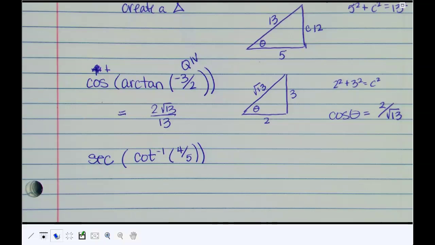I don't even know how to do this. Wait, never done secant or cosecant? Okay, it's the same idea. So cotangent is what I gave you, right? Cotangent is going to be what? Adjacent over opposite. Adjacent over opposite. Makes sense.